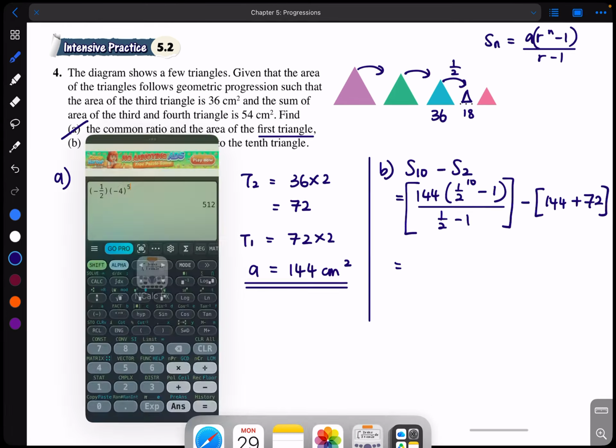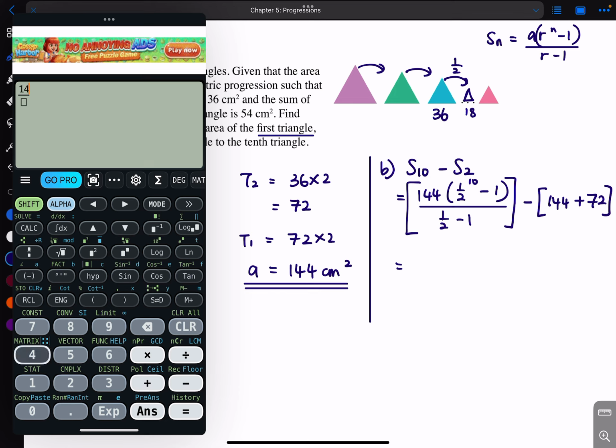Right. So 144 times ((1 over 2) power 10 minus 1) divided by (1 over 2 minus 1). So this is 9207 over 32. And 144 plus 72.